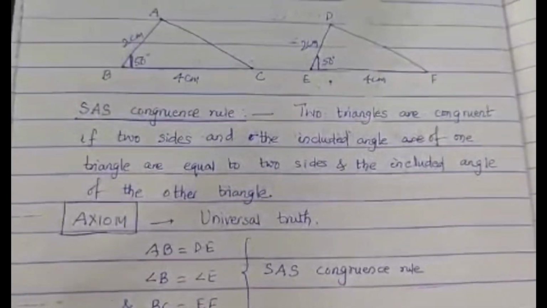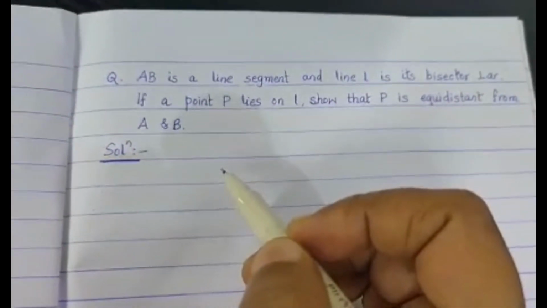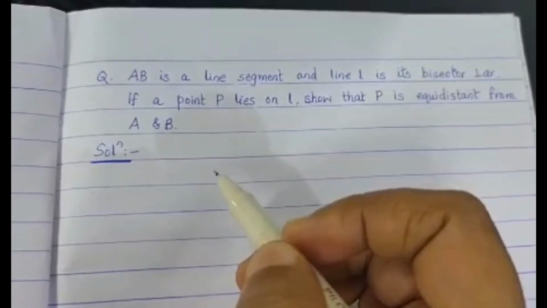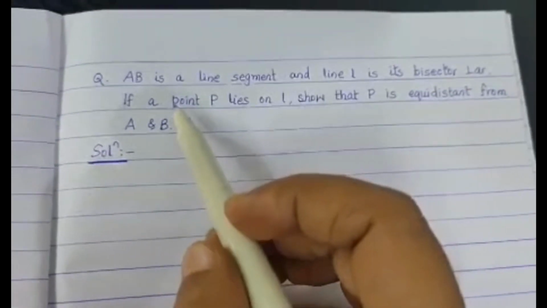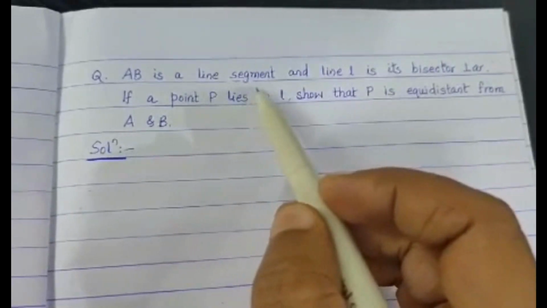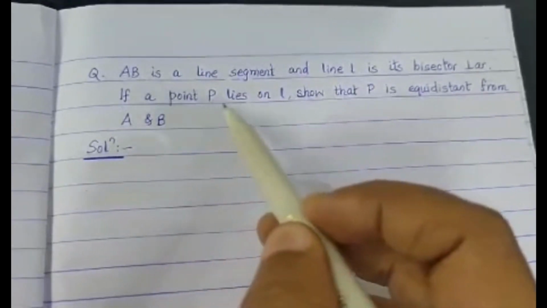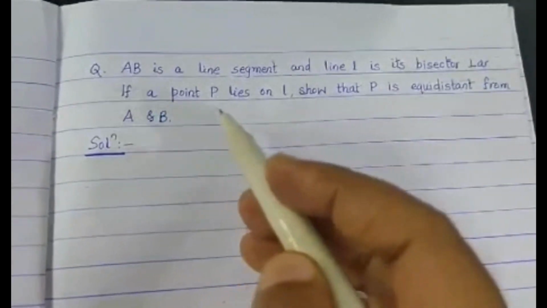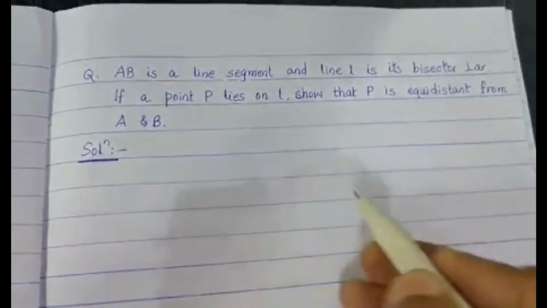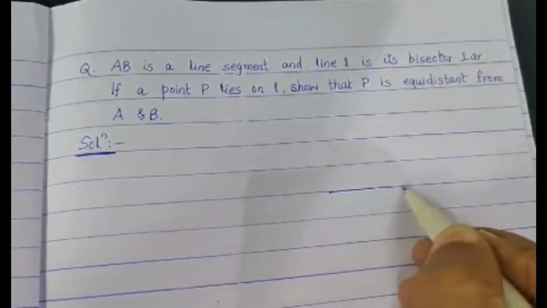Let's see another thing. Now let's first solve this question. This is based on whatever we have read just now, SAS congruence rules. Okay, the question is like this: AB is a line segment and line L is its perpendicular bisector. If a point P lies on L so that P is equidistant from A and B. Okay, we will solve it. AB is a line segment. Let us first draw. Let us suppose this is AB.